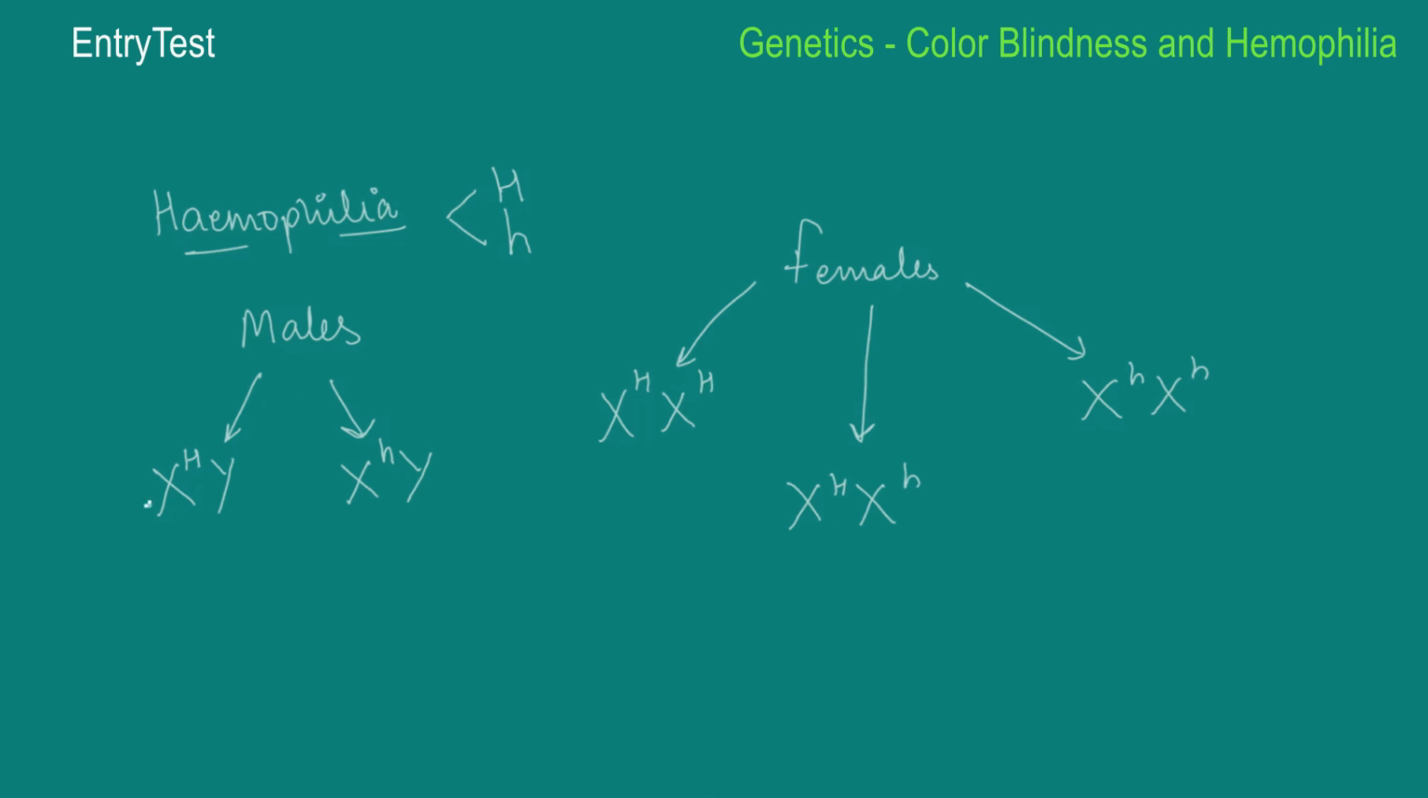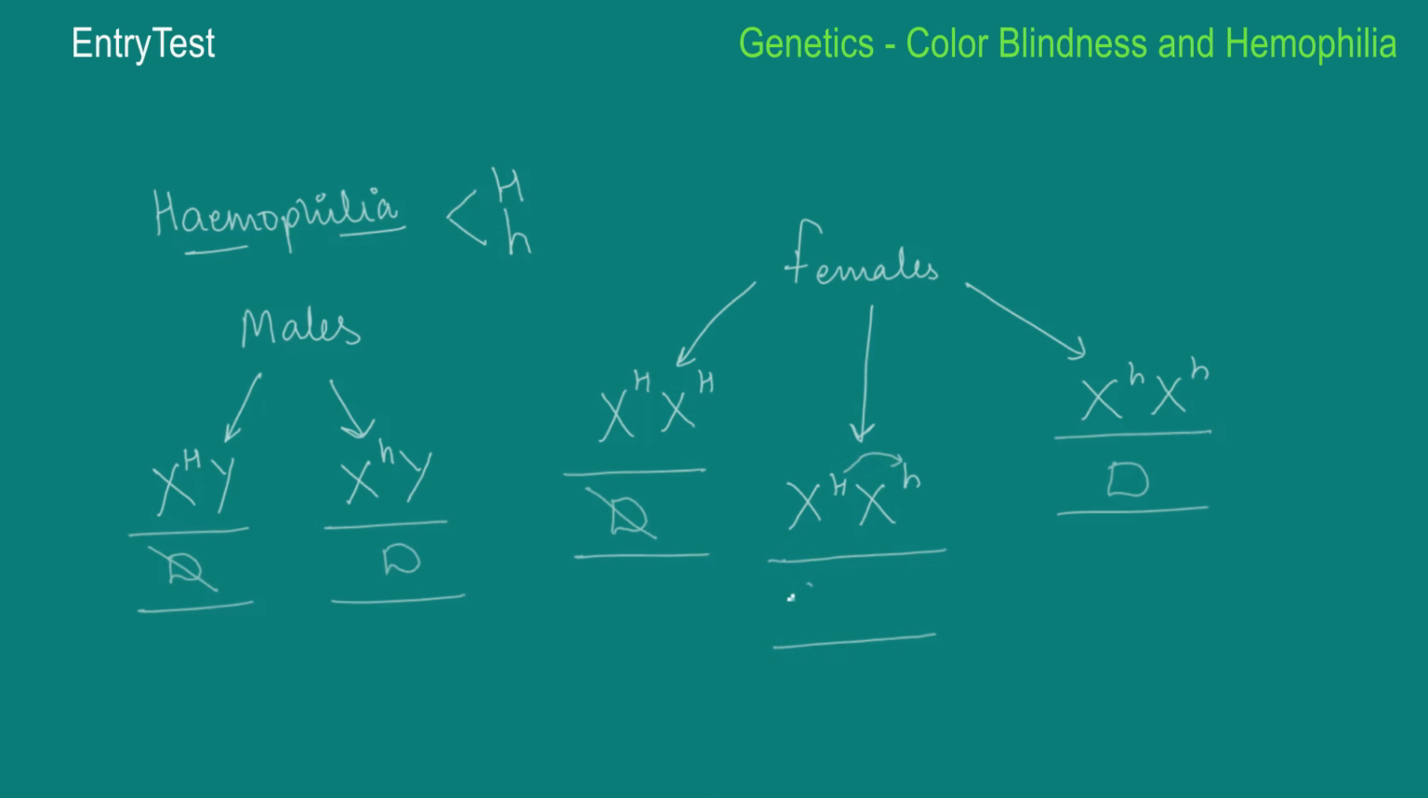If the male has a dominant allele, that means he is not suffering from the disease. If he has a recessive allele, he is suffering from the disease. If females have both dominant alleles, that means they are not suffering from the disease. If they have both recessive alleles, that means they are suffering from the disease. And if they have a heterozygous condition, one dominant, one recessive, since the dominant one overpowers the second one, she does not suffer from the disease, but she has the ability to pass it on to future generations, so she is known as a carrier.